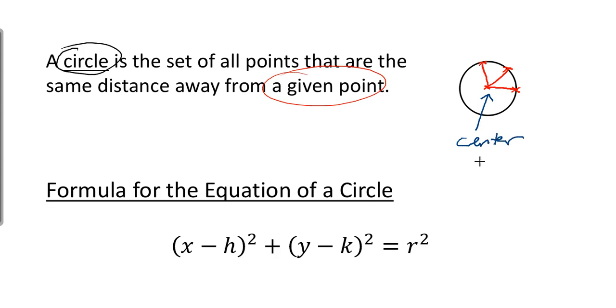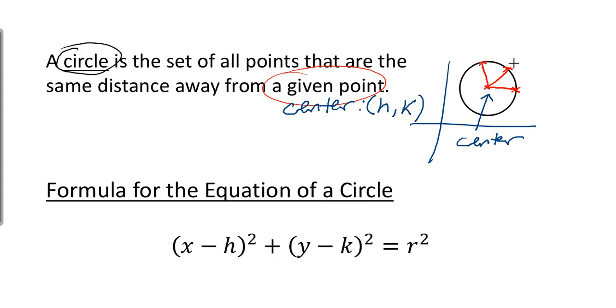It's the center of the circle. So this given point that's referred to in the definition is called the center of the circle and is often represented by the letters h, k. So it's going to be some point. This circle is going to be on a Cartesian coordinate system, and that center will have an x coordinate and a y coordinate, which we label as h and k.